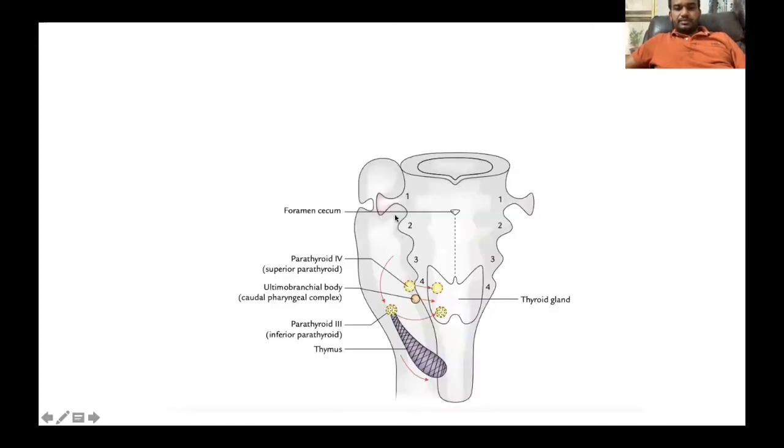See here, this is the first pouch, which is forming the mastoid antrum and the tympanic cavity. And this is the communication established between the nasopharynx and the middle ear cavity, called the eustachian tube or the auditory tube. The second pouch gives rise to the palatine tonsil. The third pouch gives rise to the inferior parathyroid gland, and as well you see a tubular part which is called the thymus.